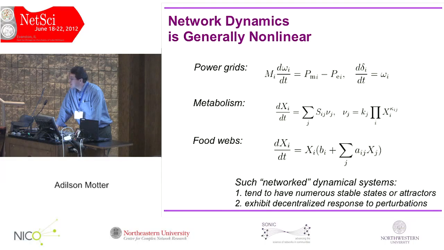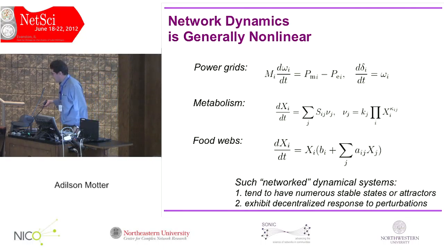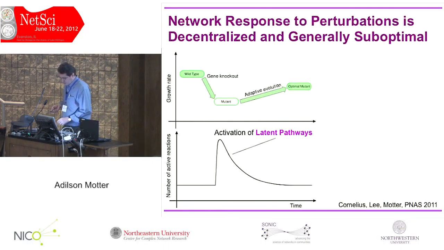The other important thing is that they usually operate in a decentralized way. Not only natural networks, but even infrastructure and technological networks like the power grid, are operated in a decentralized way. You don't have a central operator optimizing this system as a whole. So what this leads to is that when you perturb these systems, they will tend to respond in a suboptimal way to perturbations. Here is one example that illustrates this point.